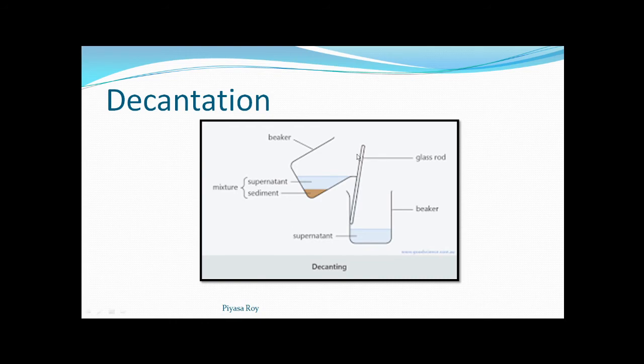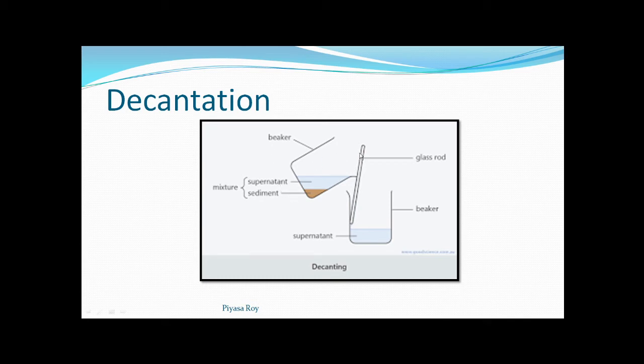So this is decantation. See, this is the sand, which we call sediment. Any heavy particles that settle down at the bottom of the container after the sedimentation process are called sediment. The supernatant liquid is the liquid above the sediment, and it is lighter than the sediment. So in such a mixture, these two things are there: sediment and supernatant.